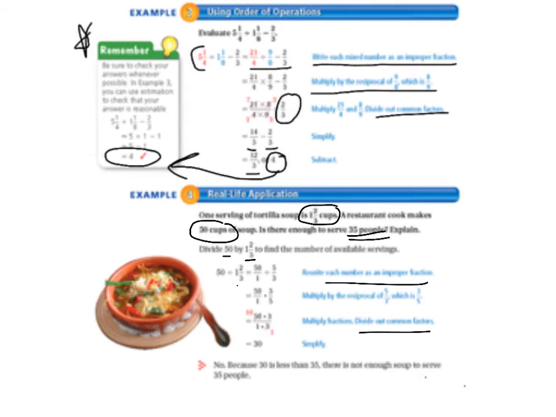And when we do that, we divide out the common factors. 5 goes into 50 10 times. We can't do anything with the 1 and the 3. So 10 times 3 is 30, and 1 times 1 is 1. Nothing to simplify, but we have 30 servings. So 30 is less than the 35 that we want. So there's not enough soup to serve 35 people. So we need to make more soup or not invite so many people.